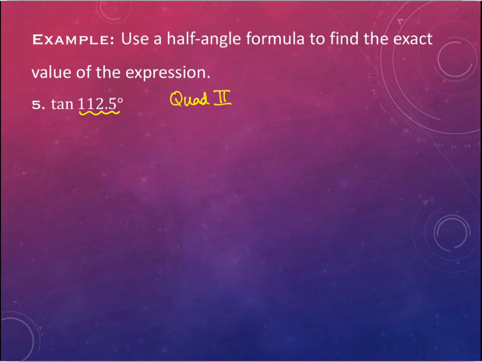Yep, we're in quadrant 2. Everybody good with that? Cool. But aside from your calculator, which of course can give you an approximation for tangent 112.5, you don't have an exact formula from a unit circle for 112.5, right?